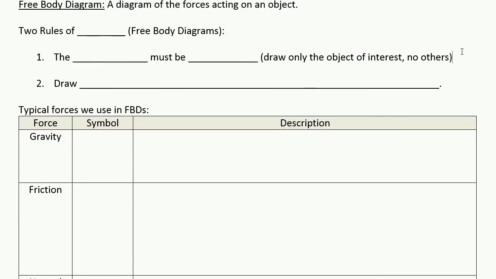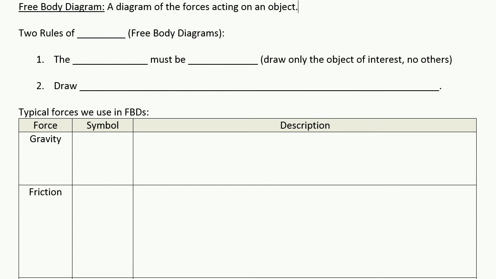Now that we know all of Newton's laws, we're going to start to apply them together bit by bit. And one of the key tools we need when we want to apply Newton's laws and analyze problems to do with forces is we need to know how to make a free body diagram. In essence, this is a diagram of all the forces that are acting on an object.